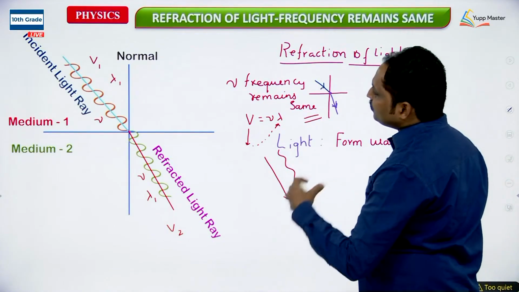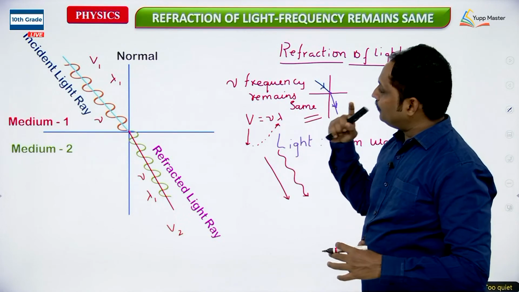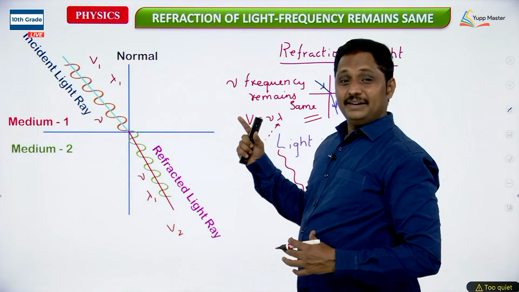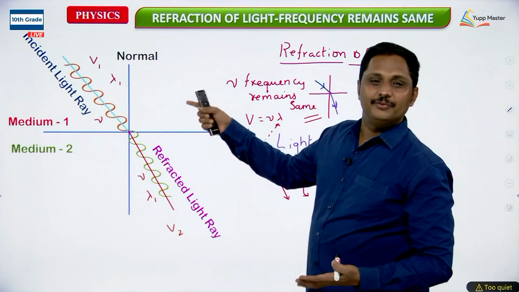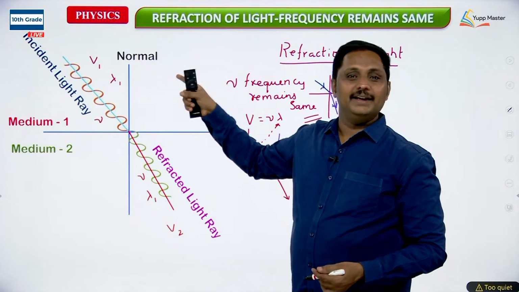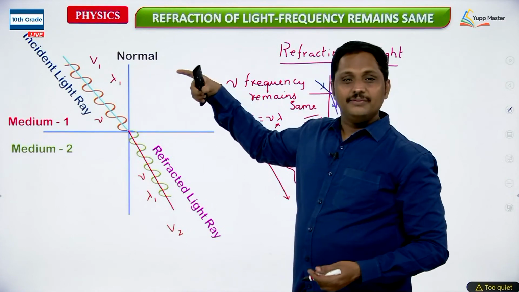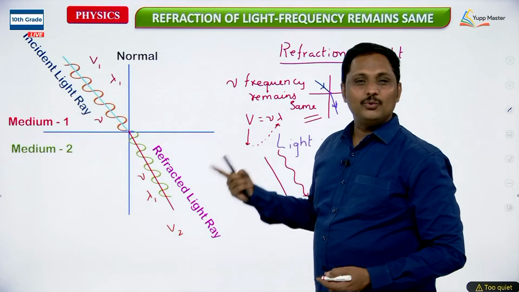Now what is the use of this diagram? To show that the frequency remains the same. It has been shown that the number of oscillations made in 1 second are going to be the same, and due to the change in the speed, we confirm lambda is also going to change.